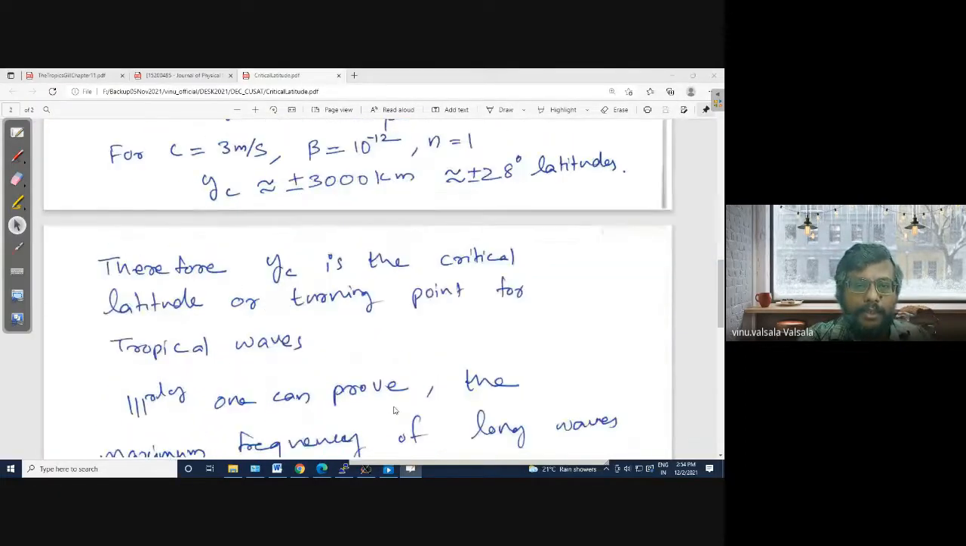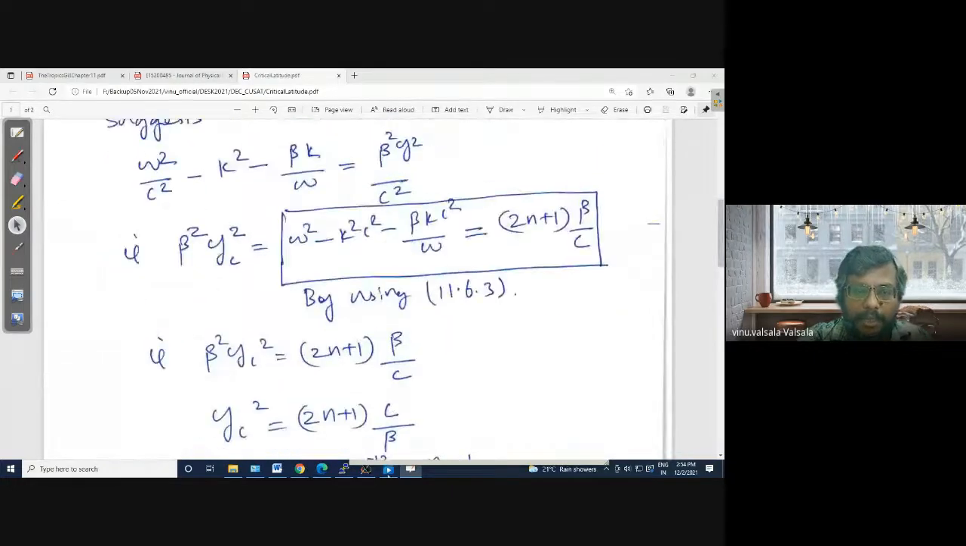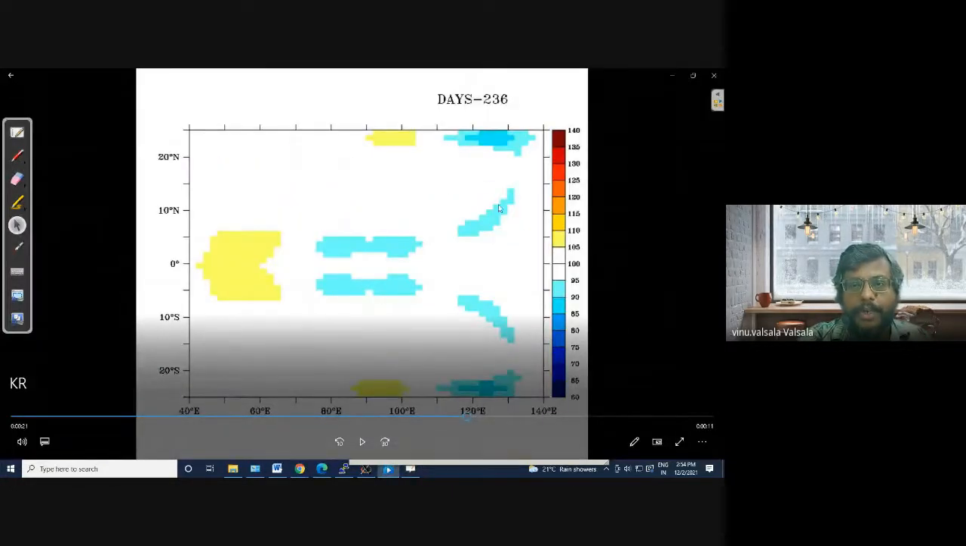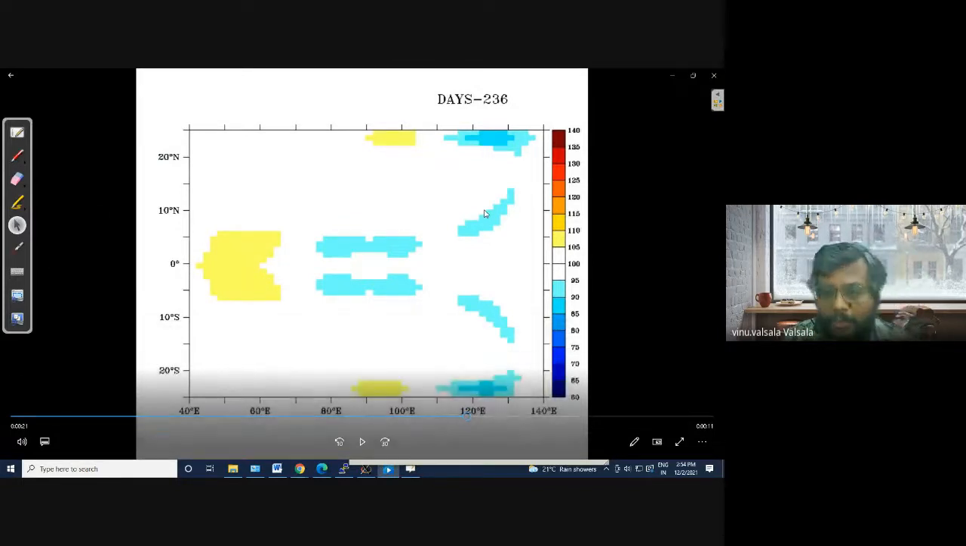The critical latitude is the latitudinal extent at which the tropical dynamics is constrained with respect to the equator. And that can be proven by theory that it is inversely proportional to the frequency. A low frequency wave can penetrate far away from the equator, but a high frequency wave, more and more high frequency, is constrained, restricted within the vicinity of the equator only. Okay, so these are some theoretical considerations we are considering today.